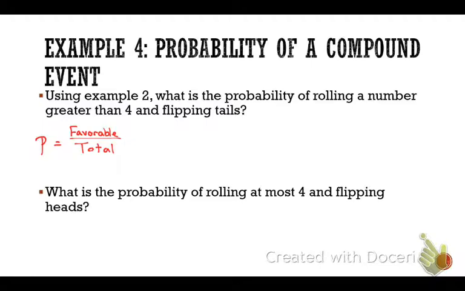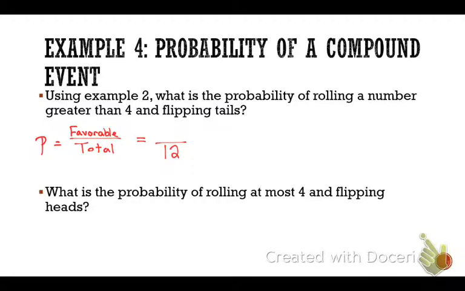But in example 2, I calculated the total by the fundamental counting principle. There were 6 number cube choices, and there were 2 possible outcomes for the coin, so 6 times 2 was 12. You guys remember how I did that? 6 possibilities for the number cube, 2 for the coin, 6 times 2 is 12. So in order to calculate this probability, it's going to be out of 12. But I calculated that using the fundamental counting principle.